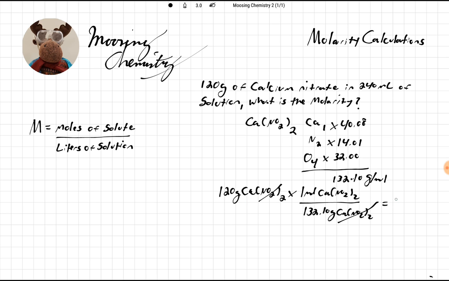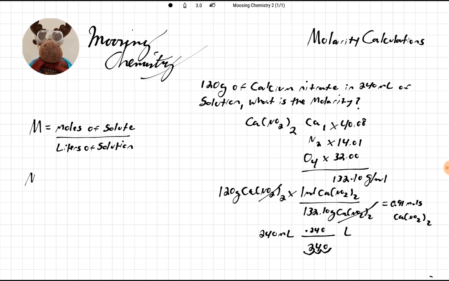And that's going to give us 0.91 moles of CaNO2. Also remember that we have 240 milliliters, so we have to do that calculation. We're going to take 240 milliliters and turn that into liters. So we'll write 240 on the bottom here, put a decimal, and move it 3 places: 1, 2, 3. And that's going to give me 0.240 liters.